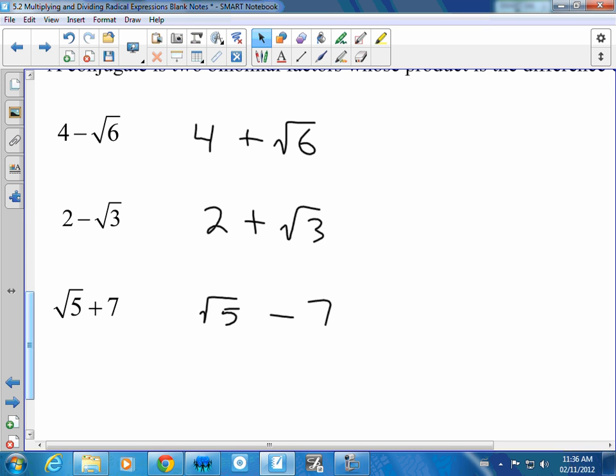Okay, so now what I've got for you is we're going to do 3 examples. These are all division. The last one is going to be with a conjugate, and the first 2 are just going to be rationalizing the denominator. You'll see in a sec. Okay, here we go.